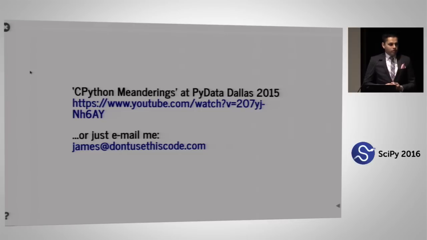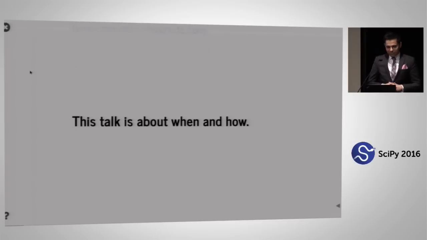One thing that's going to be very important in this talk is, check out my email address. I am on Twitter, don't use this code. My email address is james@don'tusethiscode.com. I have a blog which I haven't updated in many years at seriously.don'tusethiscode.com. That may be an important theme later.